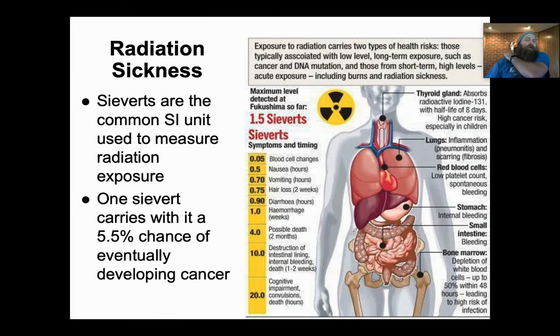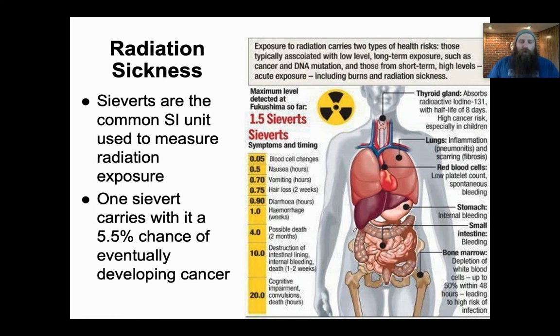Now, we measure radiation using sieverts. That's the SI unit we use to measure radiation. It's not the only unit, but it's one of the most common. And a sievert carries with it about a 5.5% chance of developing cancer. The more sieverts you're exposed to, the greater the chances of you suffering some kind of cancerous event. Now, why? Why do these things go together?